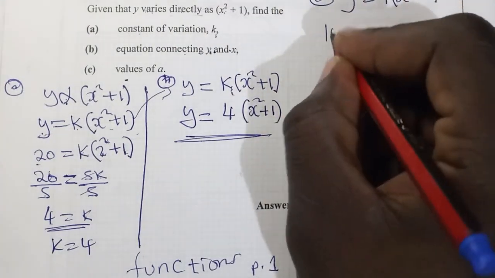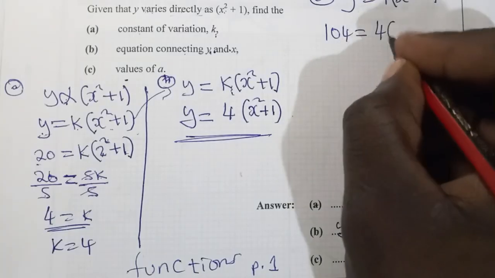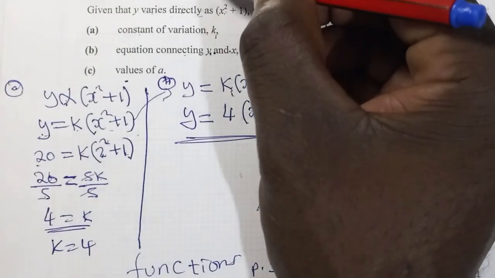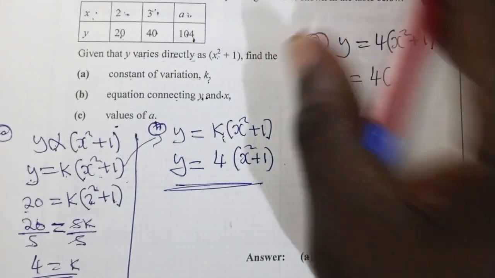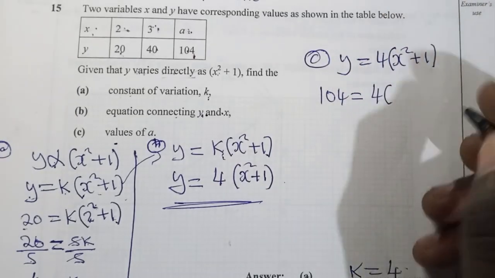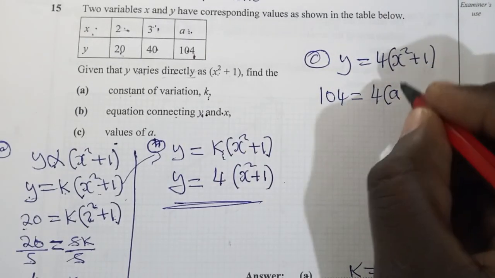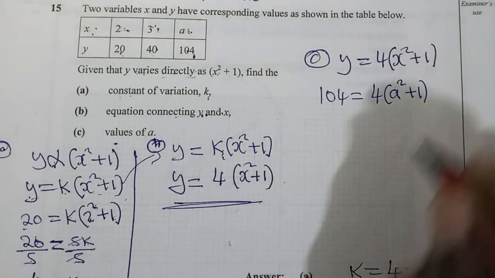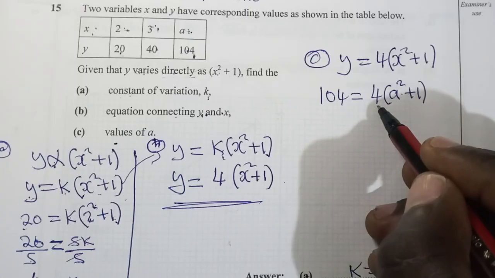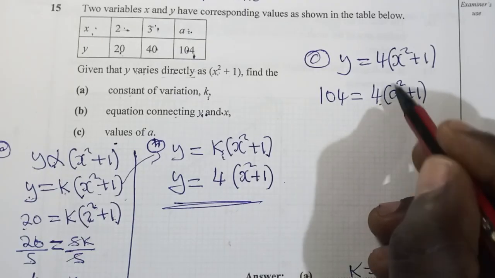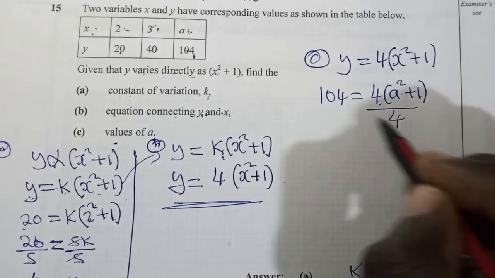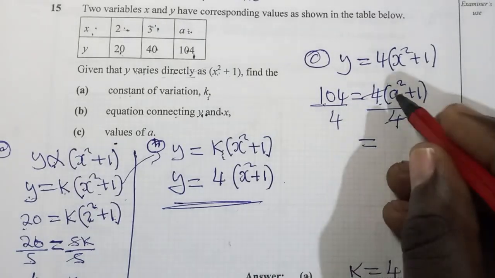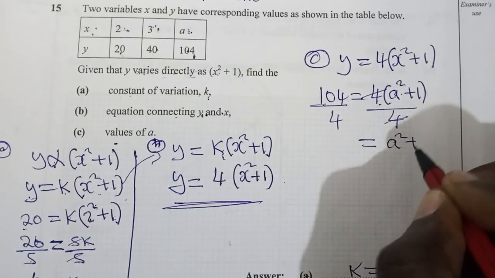What is y? 104 equal to 4 open bracket x, and x in this case is a. As you can see, a is corresponding to x. So a is x, and we have a squared plus 1. Having this, we can find the value of a, but remember, we can get rid of the 4 here because of the brackets. You can divide by 4 this side, also by 4 this side. Wherefore, this 4 and 4 will go. What we have here is a squared plus 1.